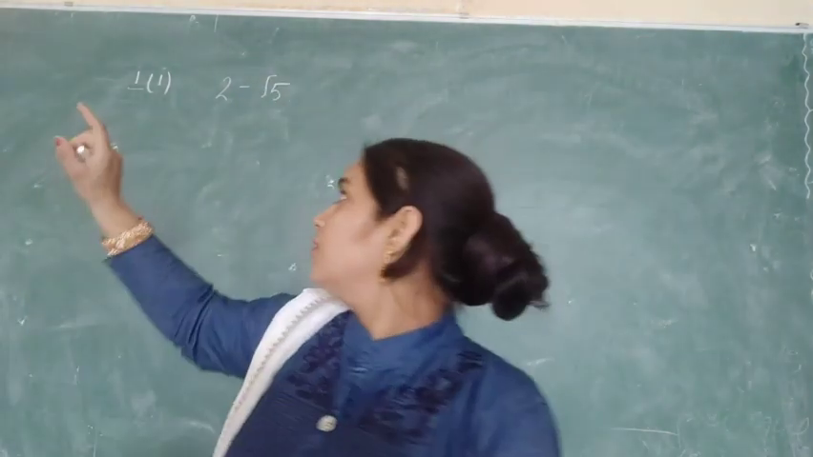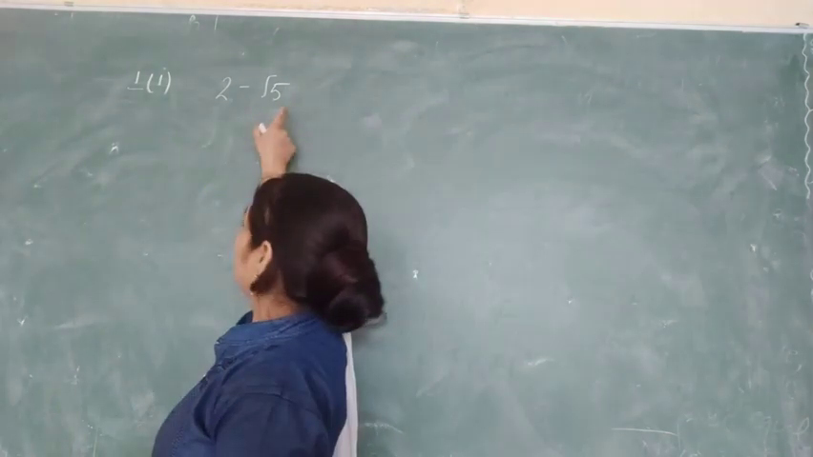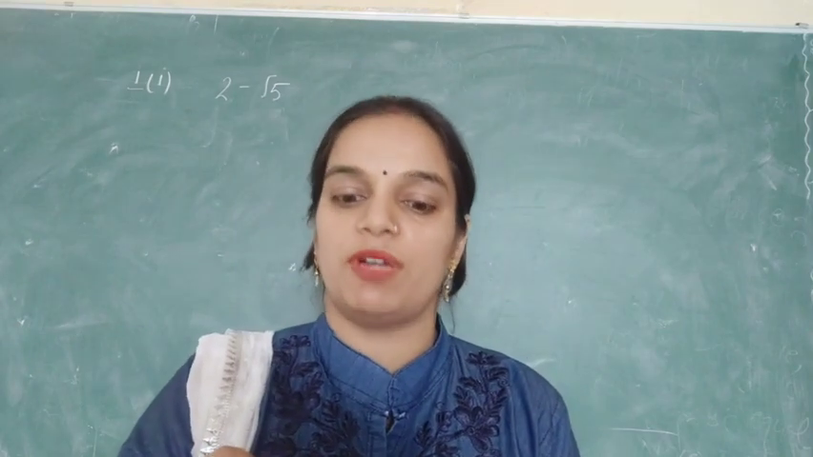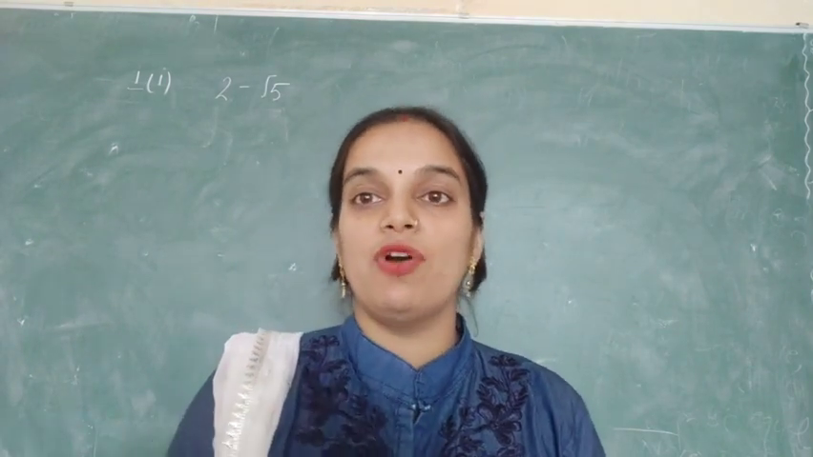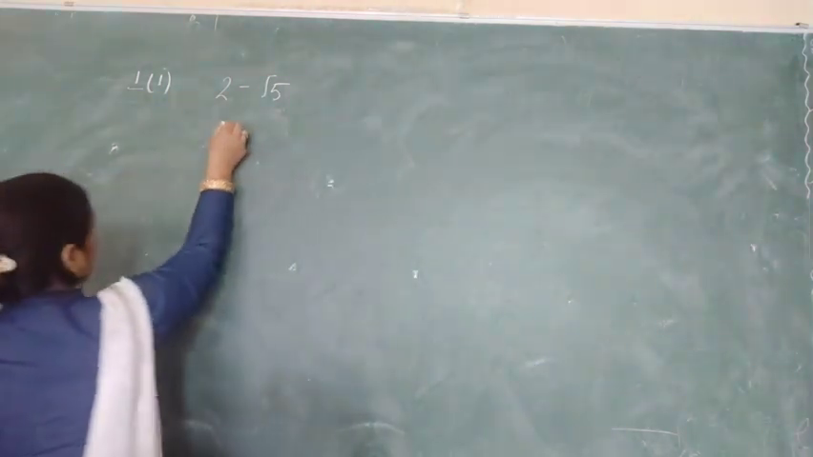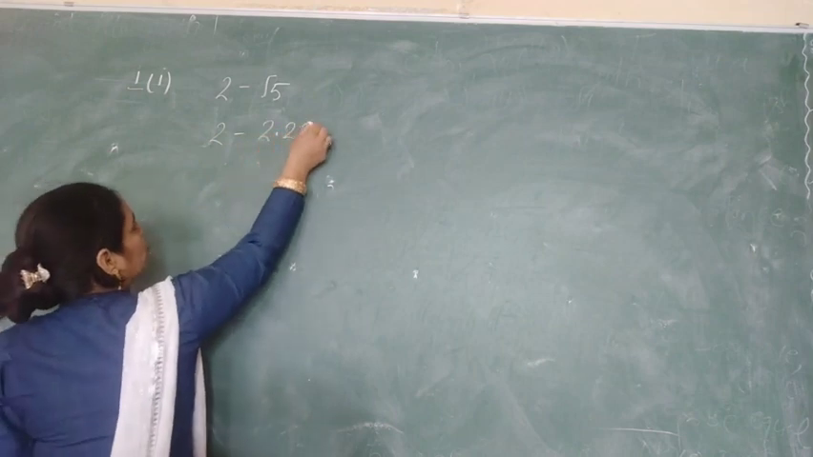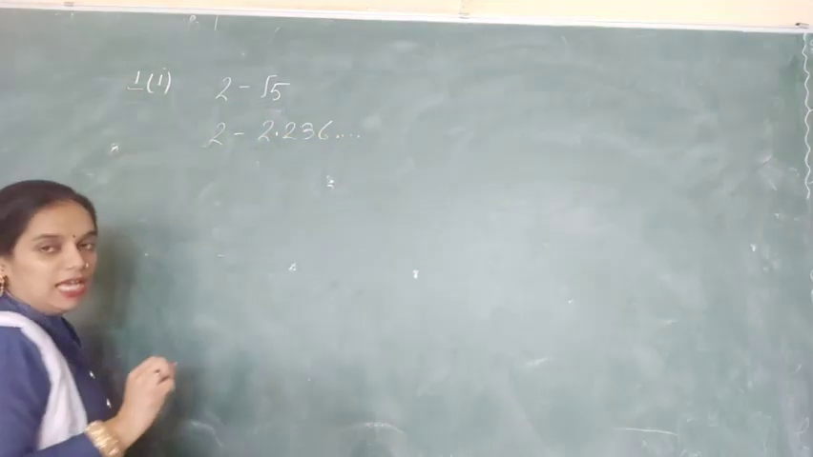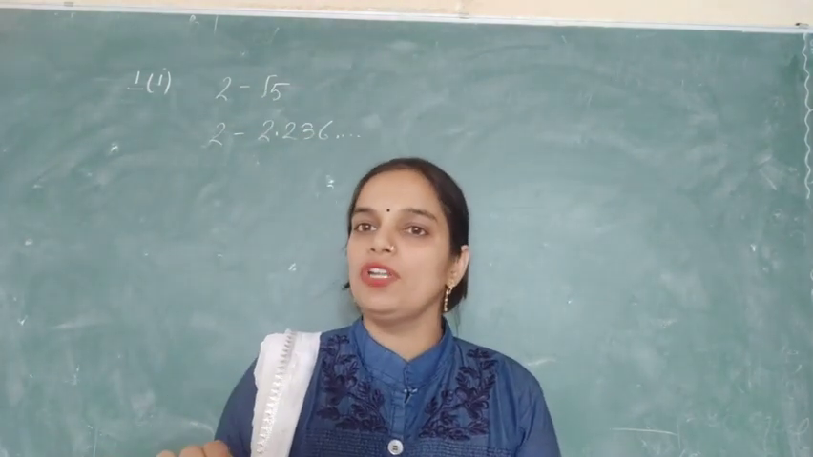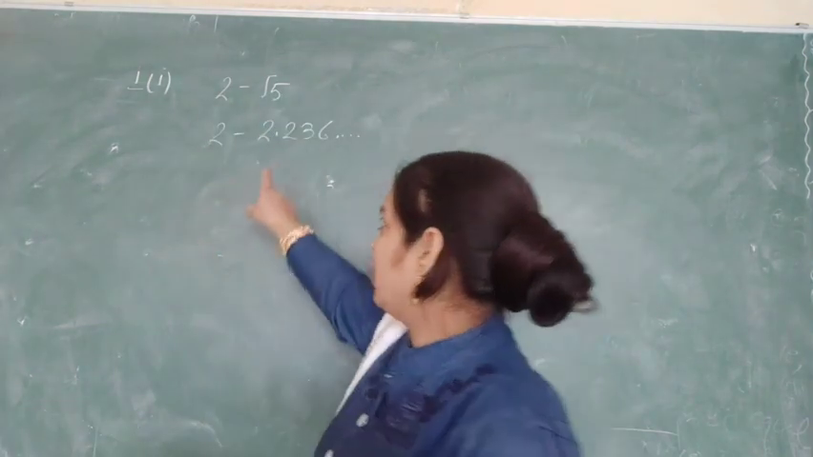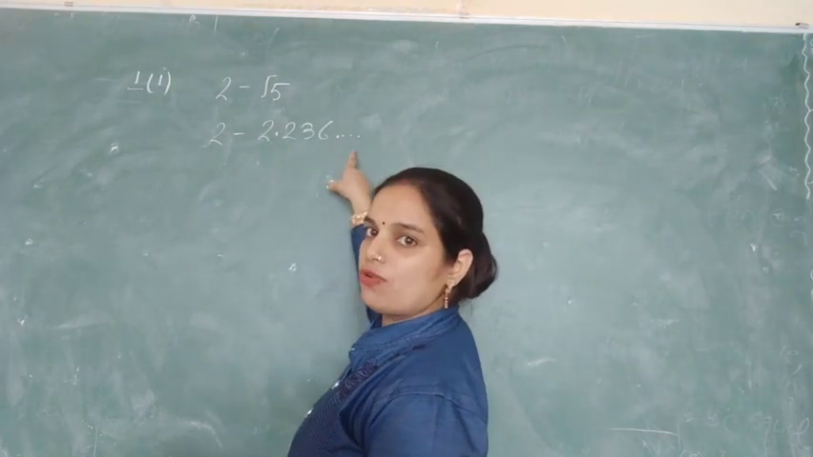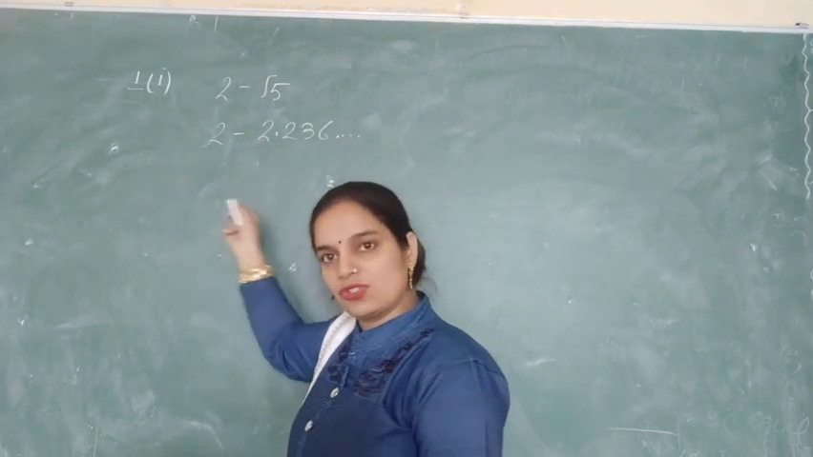As we know, 2 is our rational number and under root 5 is our irrational number, and there is an operation of subtraction between them. As we know, the value of root 5 is 2.236 and so on. As we know, the decimal expansion of an irrational number is always non-terminating and non-repeating. So that's why I am writing the value of root 5 here as 2.236 and so on.